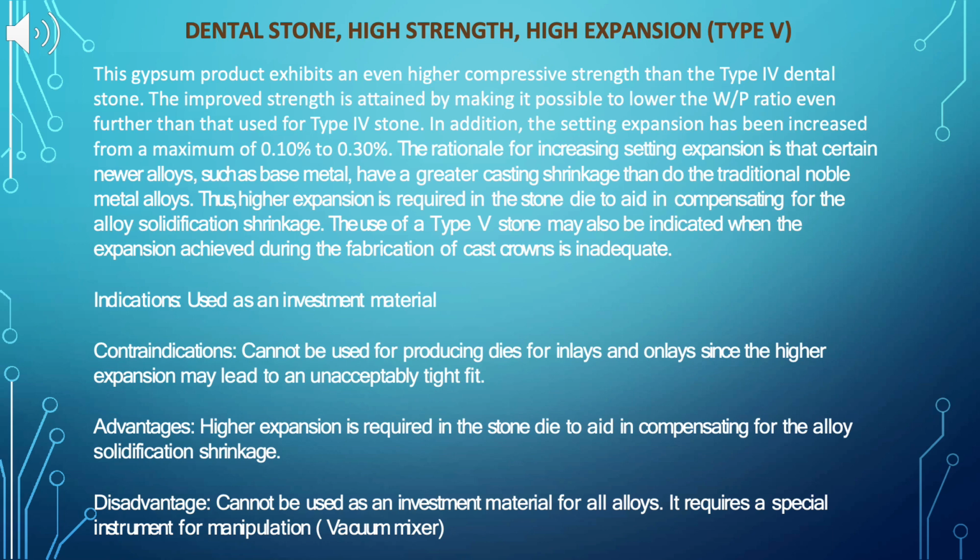The use of a type 5 stone may also be indicated when the expansion achieved during the fabrication of cast crowns is inadequate. Indications: used as an investment material. Contraindications: cannot be used for producing dies for inlays and onlays since the higher expansion may lead to an unacceptably tight fit. Advantages: higher expansion is required in the stone die to aid in compensating for the alloy solidification shrinkage.